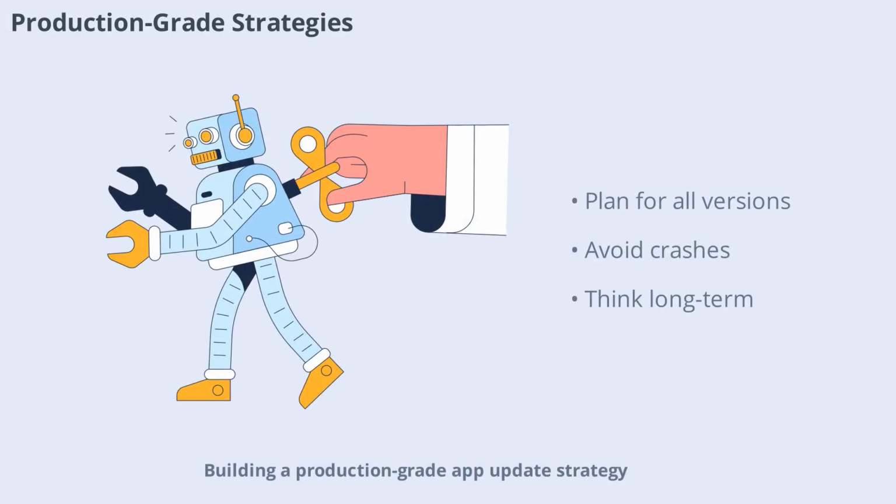Building a production-grade app update strategy means thinking beyond the latest release. It's about ensuring that every version of your app, old and new, can coexist without causing crashes or user frustration. This requires a mix of technical planning, user empathy, and a deep understanding of how Android works under the hood. In the next scenes, we'll break down the core components of a winning backward compatibility strategy.